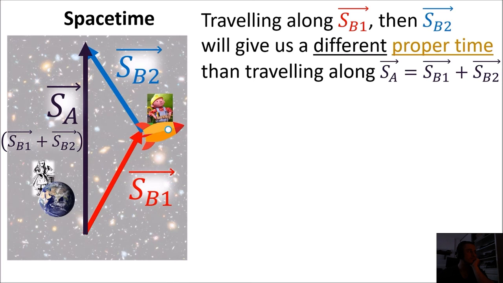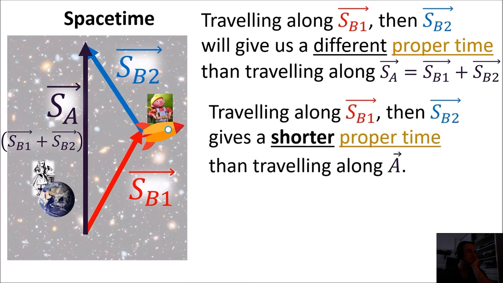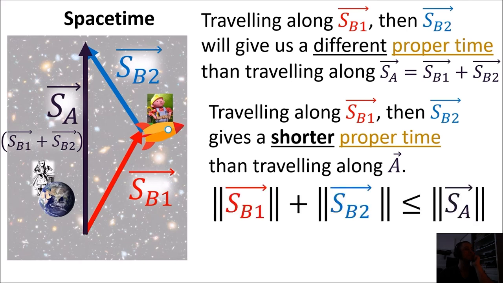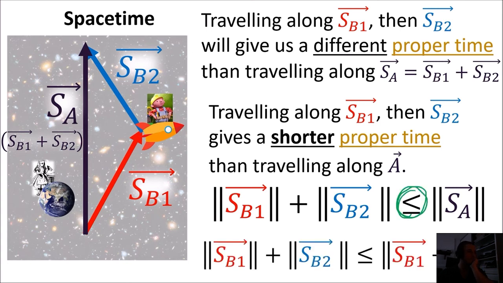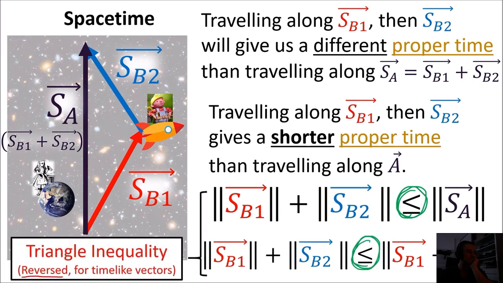Except now, there's a key difference. Traveling along SB1 then SB2 actually gives us a shorter proper time than traveling along SA. So the Minkowski length of SB1 plus the Minkowski length of SB2 is actually less than or equal to the Minkowski length of SA, which is the vector sum of SB1 and SB2. This is the reversed triangle inequality, where the inequality sign is the opposite of the sign we saw for the triangle inequality in physical space.